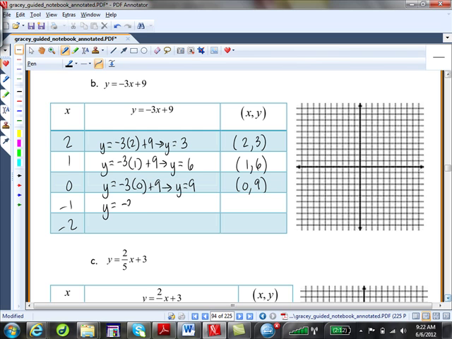And then we'll get y is negative 3 times negative 1 plus 9. Y equals, let's see, that'll make it positive 3 plus 9 is 12. So we'll get negative 1, 12. And finally, y is negative 3 times negative 2 plus 9. So that means that y will be positive 6 plus 9, which is 15. So negative 2 comma 15 is the solution to that one.